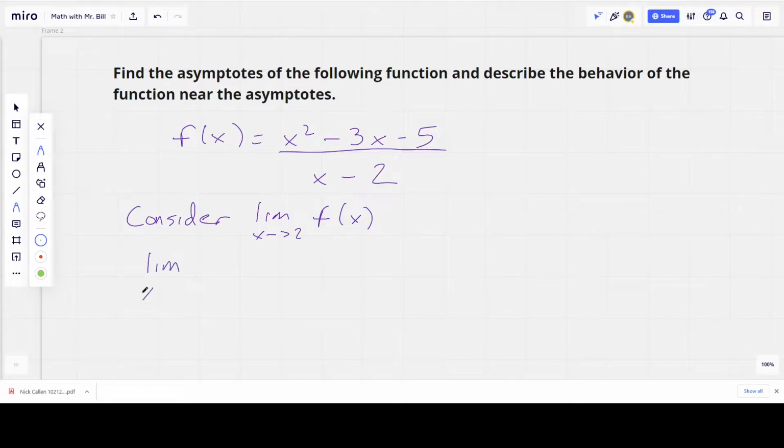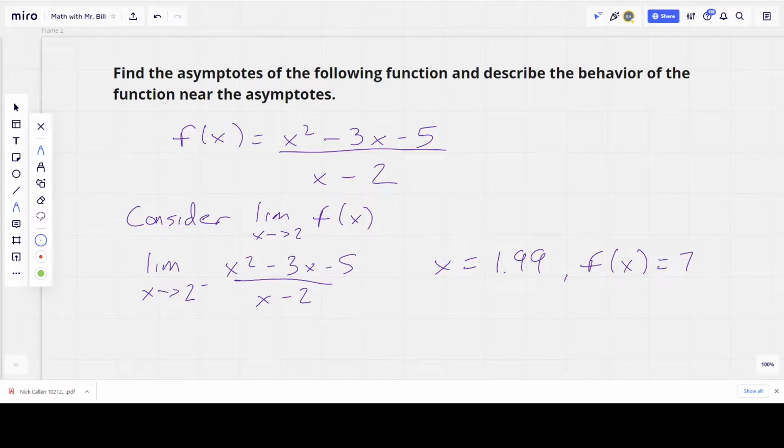So we'll take the limit as x approaches 2 from the left of x squared minus 3x minus 5 over x minus 2. If we take numbers suitably close to 2 on the left, say x equals 1.99, then f of x gives us 700.99, so it's positive. So we can say that the limit is going off to positive infinity.